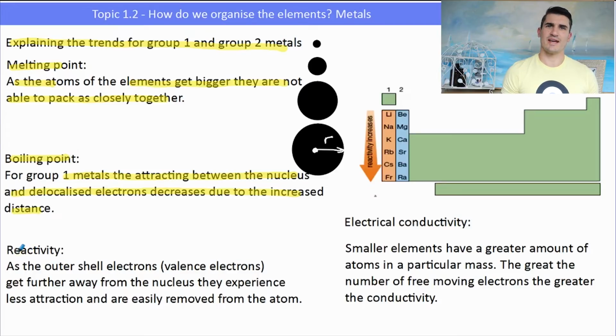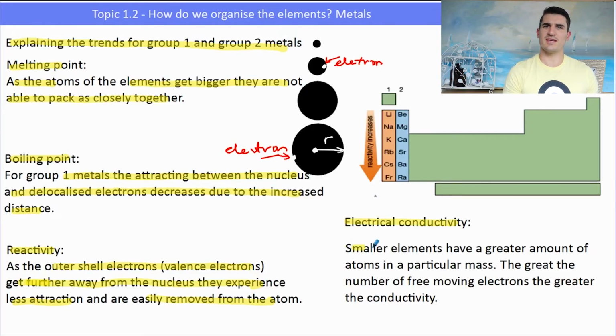The reactivity increases as we go down, and the reason for this is the electrons are getting further away from the nucleus. So the outer shell, or the valence electrons, are further away from the nucleus, and they can be removed more easily. So if something comes along and wants an electron, it will be able to rip it away from the atom very easily, because that electron can't see or feel the nucleus because it's so far away. So the further the electrons are away from the nucleus, the easier it is to remove it.